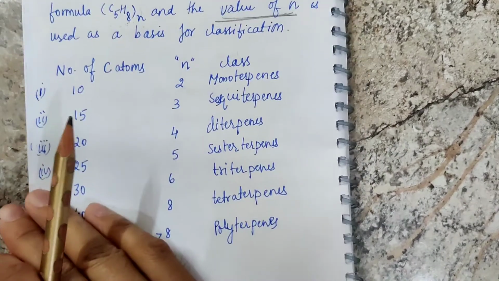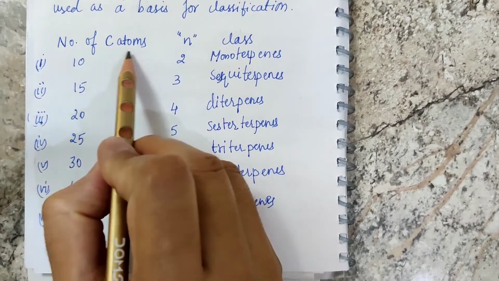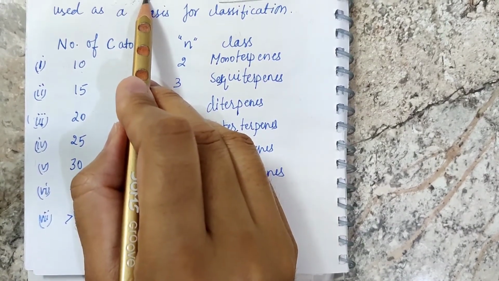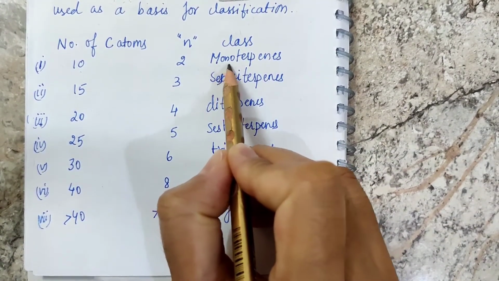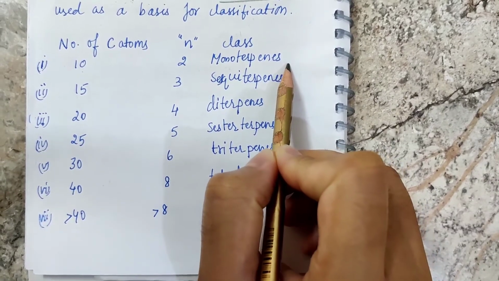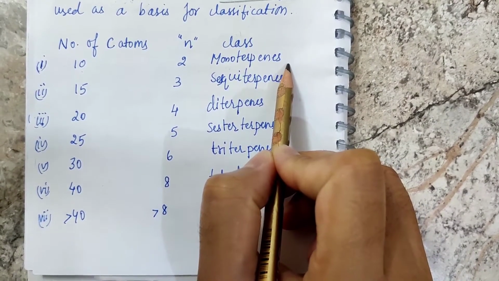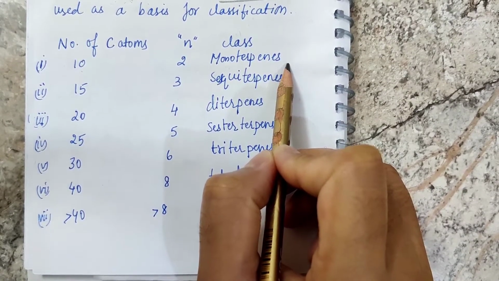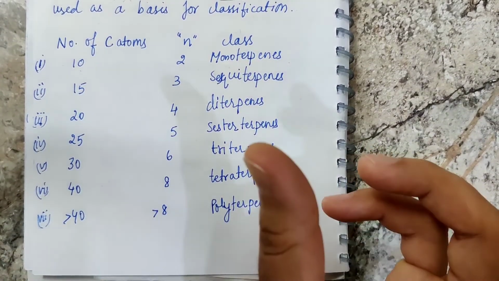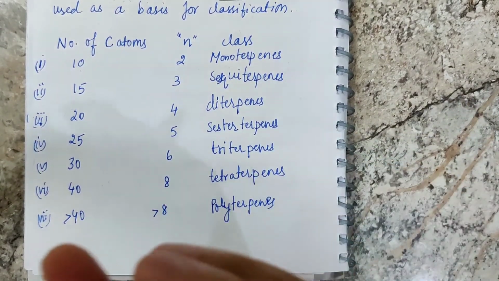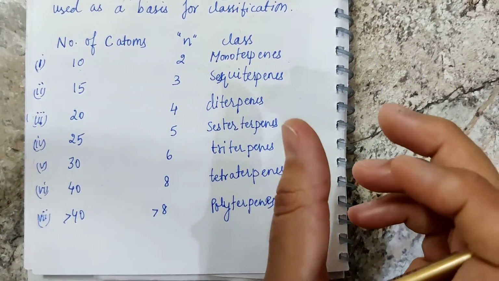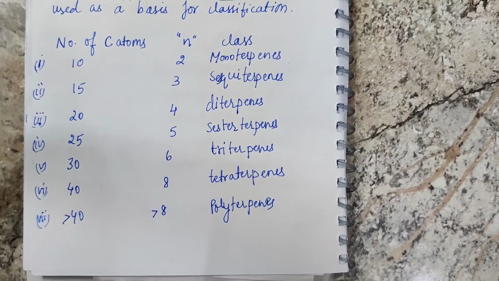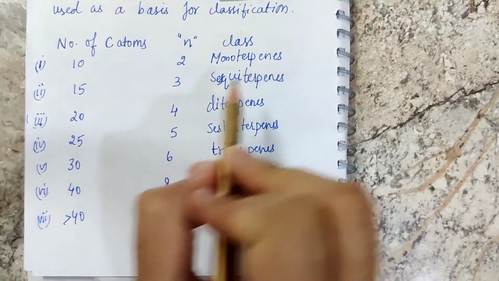Alright. So if the carbon atoms are 10, that means the value of n is 2. So the class is named monoterpenes. We have seen the example of monoterpene in the isoprene rule, myrcene, where it's a straight chain compound, two isoprene units linked to each other by a 1,4 link. So we can say myrcene is an example of monoterpene.